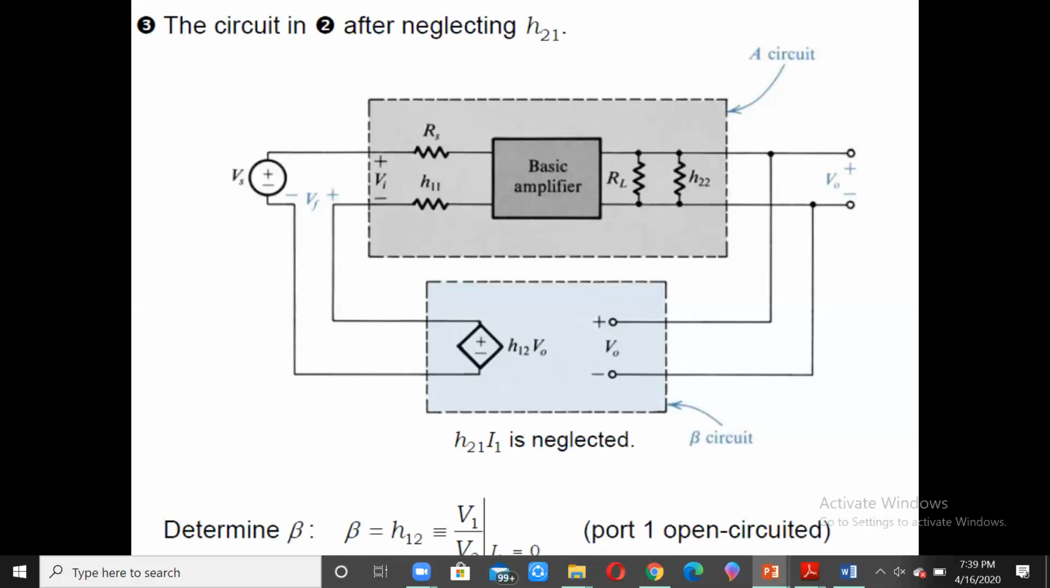So therefore, port 1, the input side of the port over here, is open circuited. What is the value of V1 by V2 when I1 is equal to 0? V1 just means the voltage which is there here, that is VF, and V2 just means the voltage V0 over here. So the quantity which we come across is the VF value divided by the V0 value, with the current I1 being considered equal to 0.